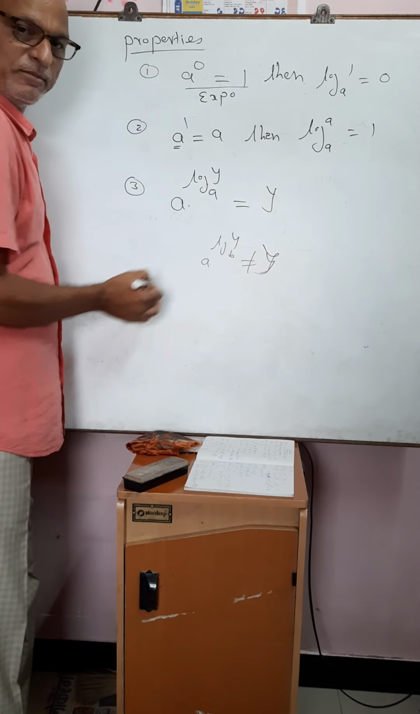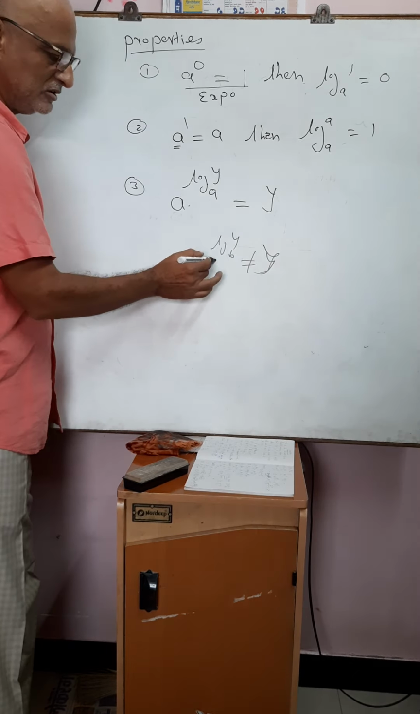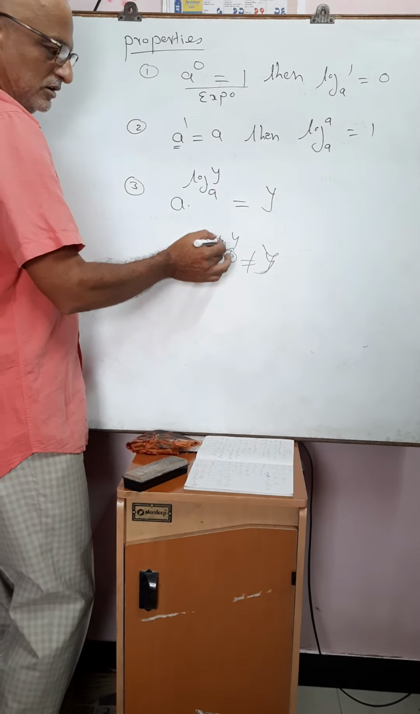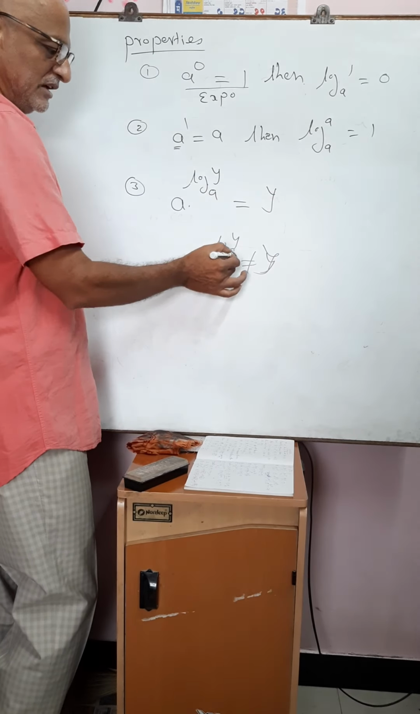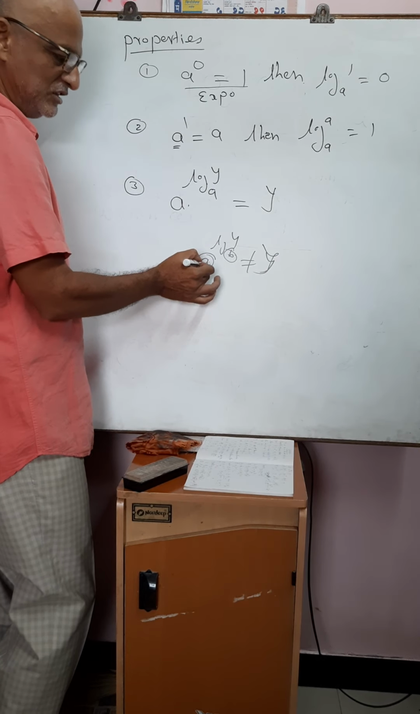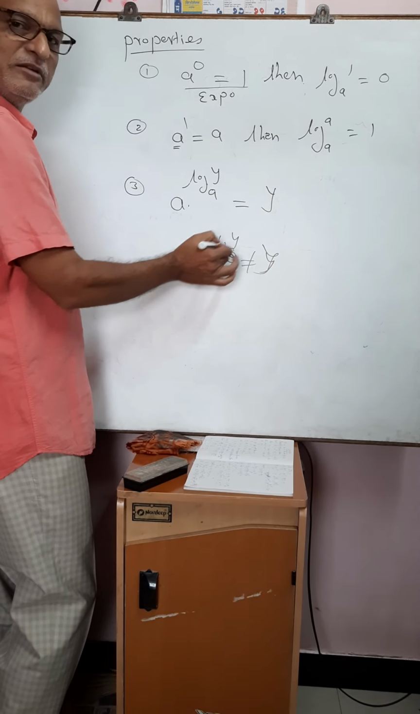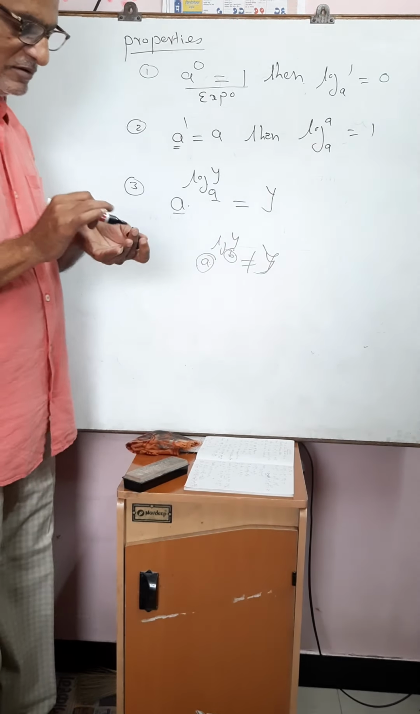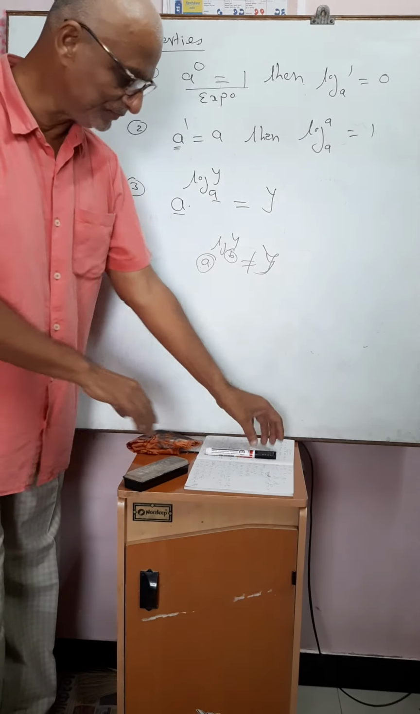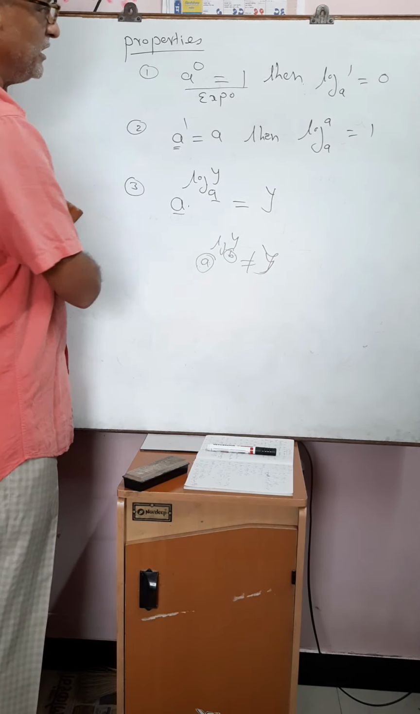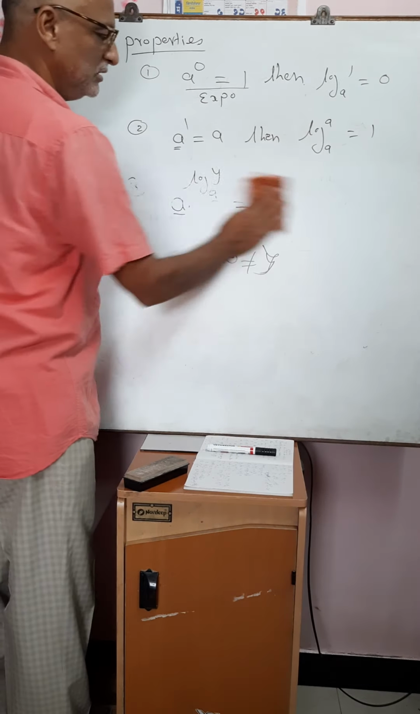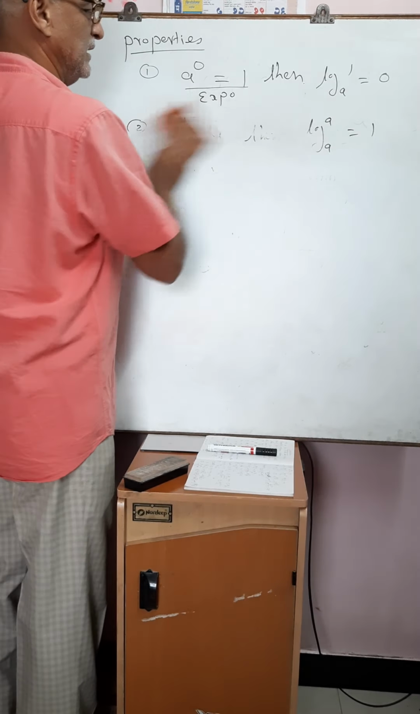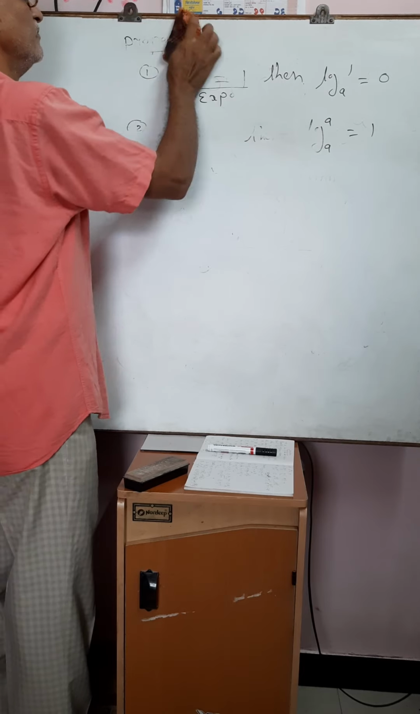This cannot be y. Why is it not equal to y? Because this base and this base are different. To apply this property, the base of exponential and logarithmic must be the same. Both should be the same, whether it is a, 10, 5, or 6. So these are the 3 properties along with those 5 laws. Now we solve some problems on these properties and laws.